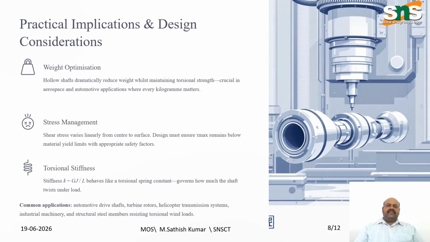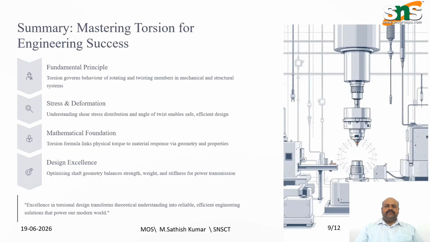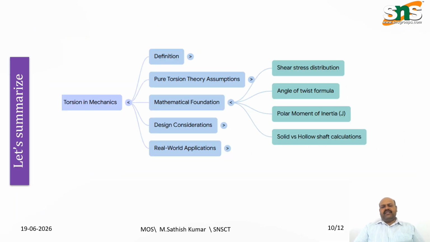Coming to the practical implications and design considerations: weight optimization, stress management, and torsional stiffness. So the common applications, again, we have seen in all the machineries: turbine blades, the automotive sector, and air defense sectors. So summarizing this video, mastering torsion for engineering success, we have understood the fundamental principle, stress deformation, mathematical foundation, and design excellence. Coming to the mind map of this particular session, we have defined what pure torsion is, the theory assumptions we have made, mathematical functions, design considerations, and real world applications.